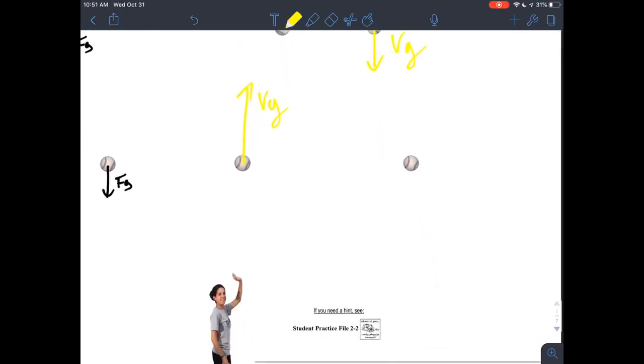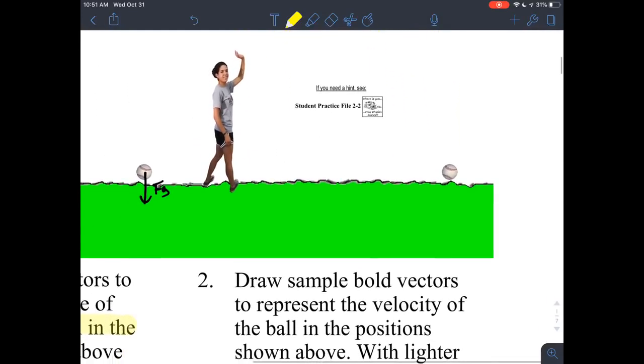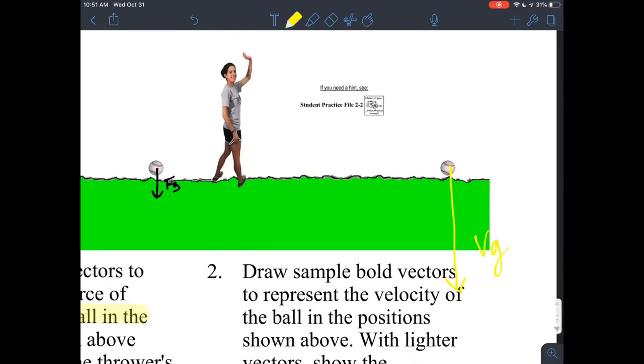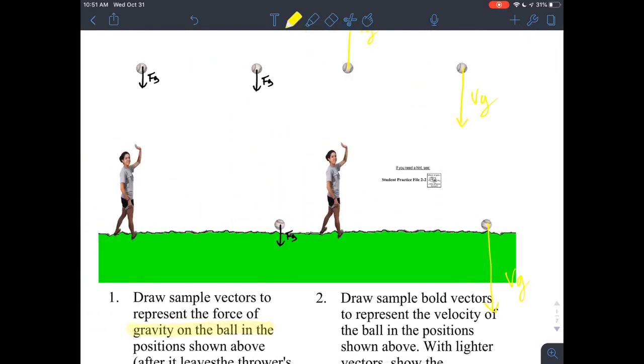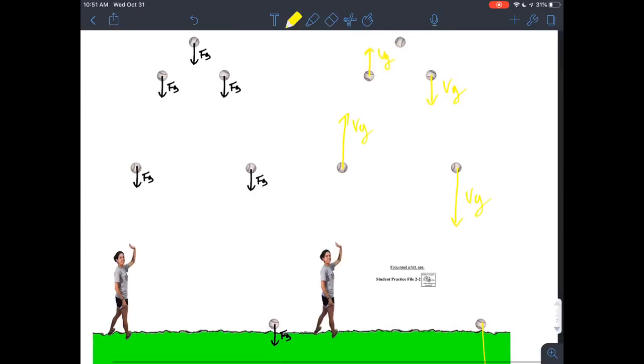Then the same thing's going to happen for our Vy here. Again, it's going to be pointed the other direction because gravity is acting downward, accelerating it the other way, and the Vy is a little bit bigger. And then at the very bottom, right before it reaches the ground, that Vy is going to be the biggest it's going to be because now it has had the most time in free fall, and it has accelerated to its largest velocity. So you should see something that looks like this.